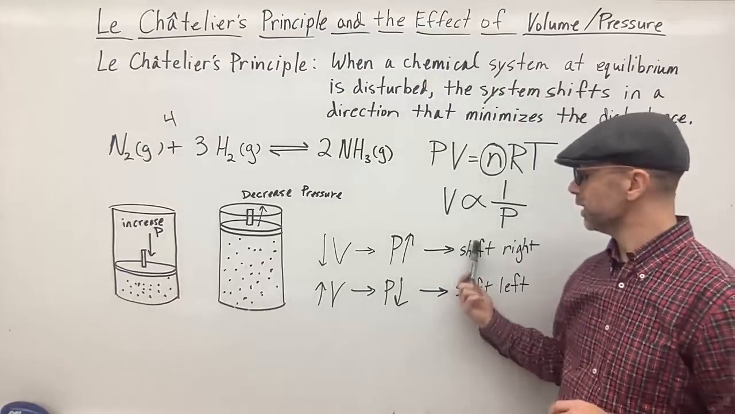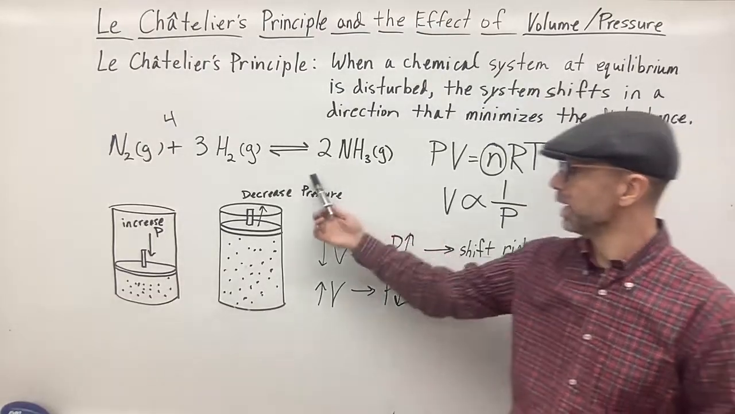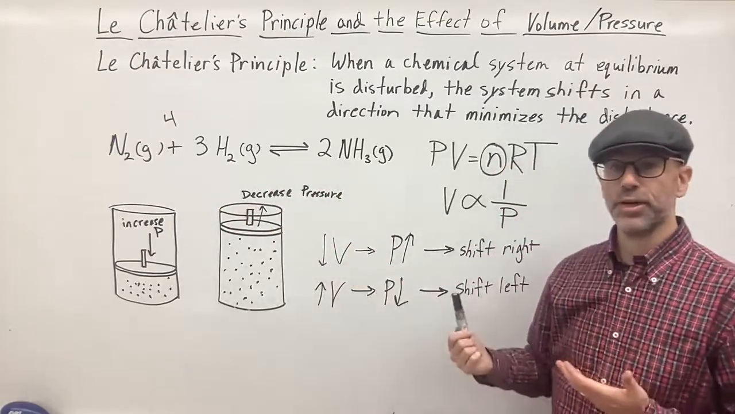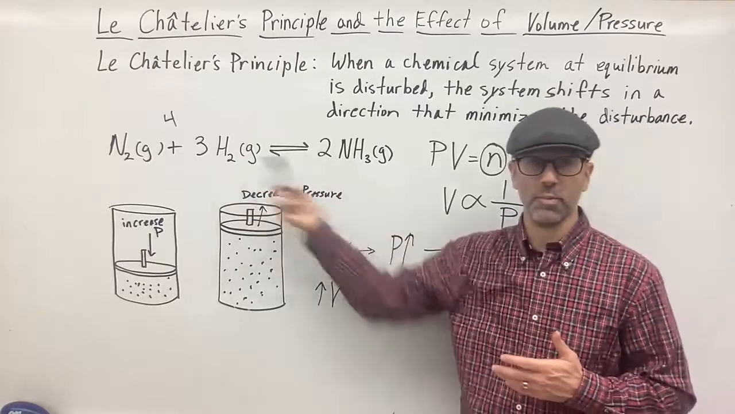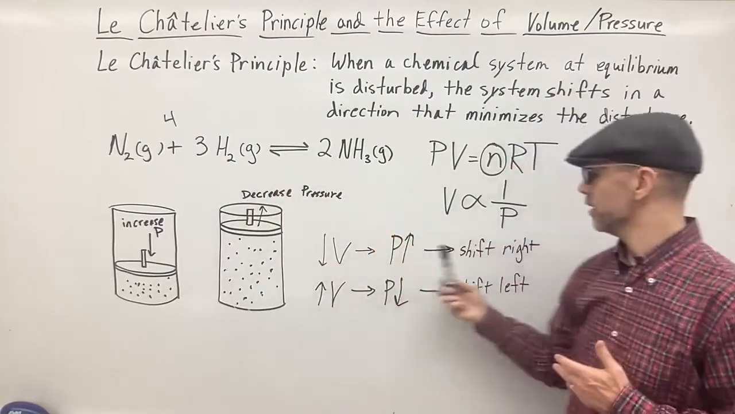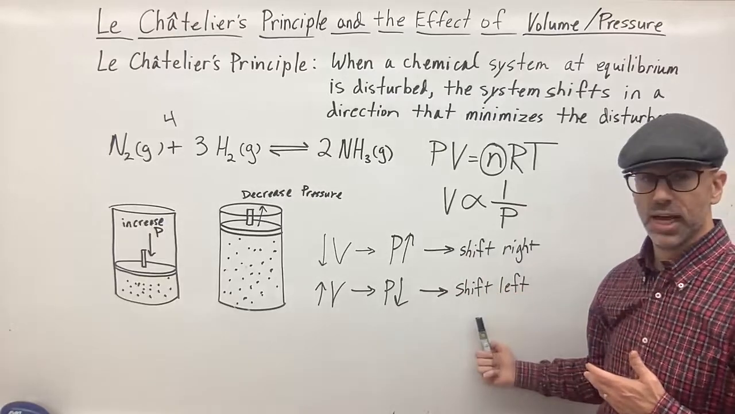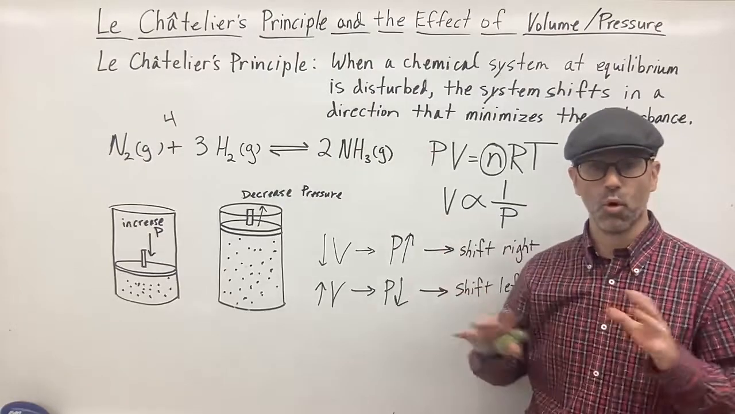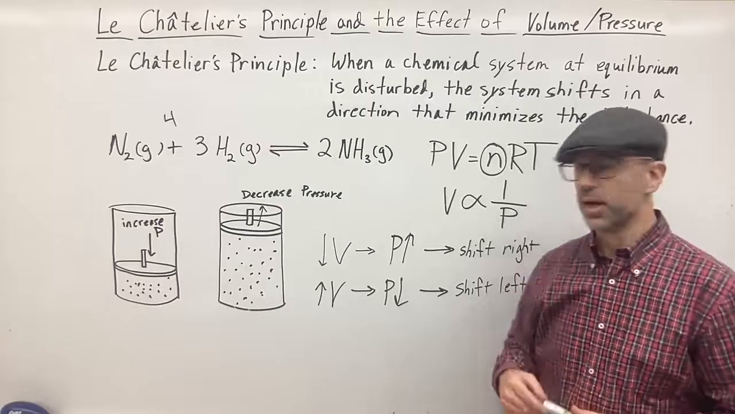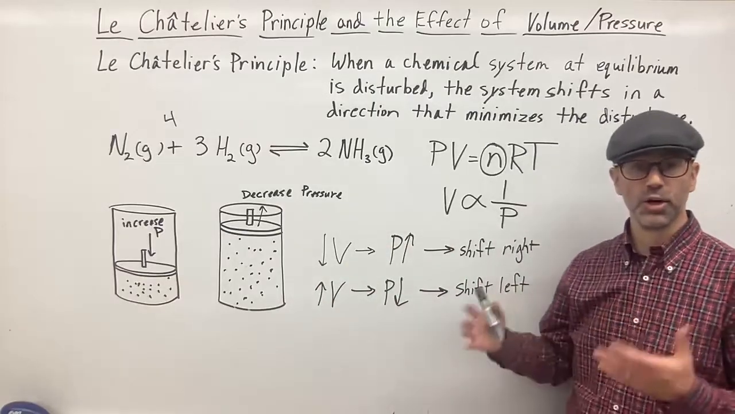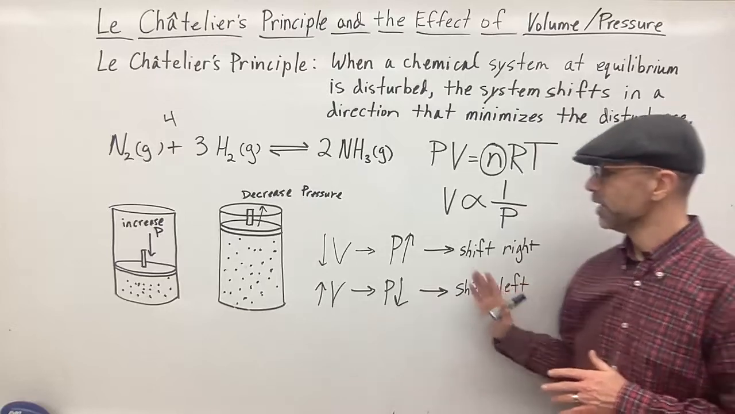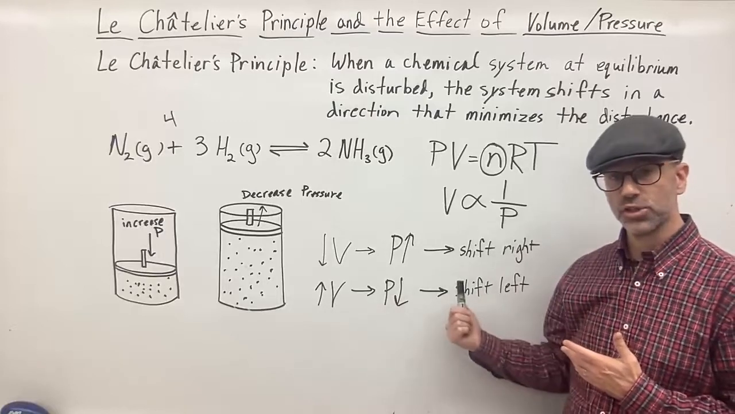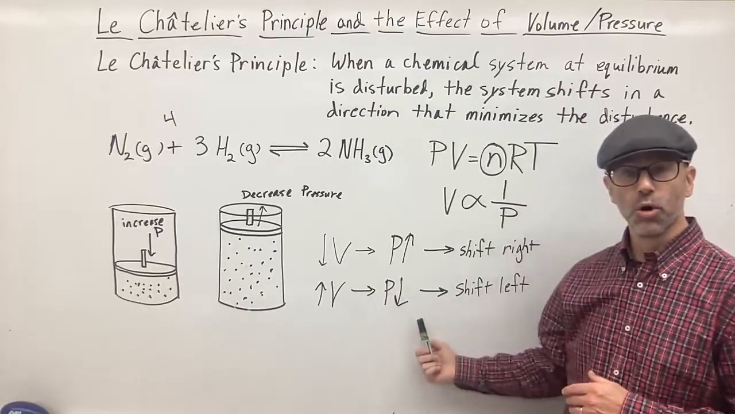Now, whether it shifts right or left depends on which side has more or less particles. So different reactions are going to have different numbers of particles on both sides. So the shifting right or shifting left is going to depend on the reaction, and it's going to depend on which side has more, which side has less particles. But I hope this helps explain or clarify how Le Chatelier's principle is used to determine which way the system is going to shift when you change volume or pressure.